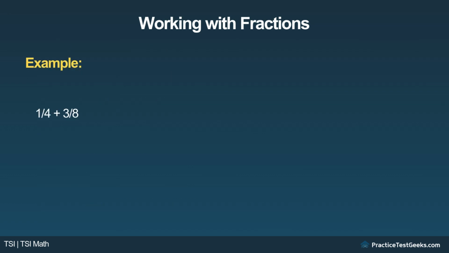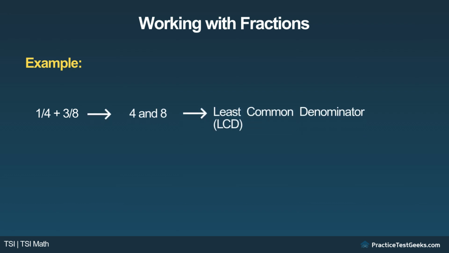Here are the steps based on the given example. Step 1. Find a common denominator. We need both fractions to have the same denominator before we can add them. The denominators are 4 and 8. The least common denominator, or LCD, of 4 and 8 is 8.